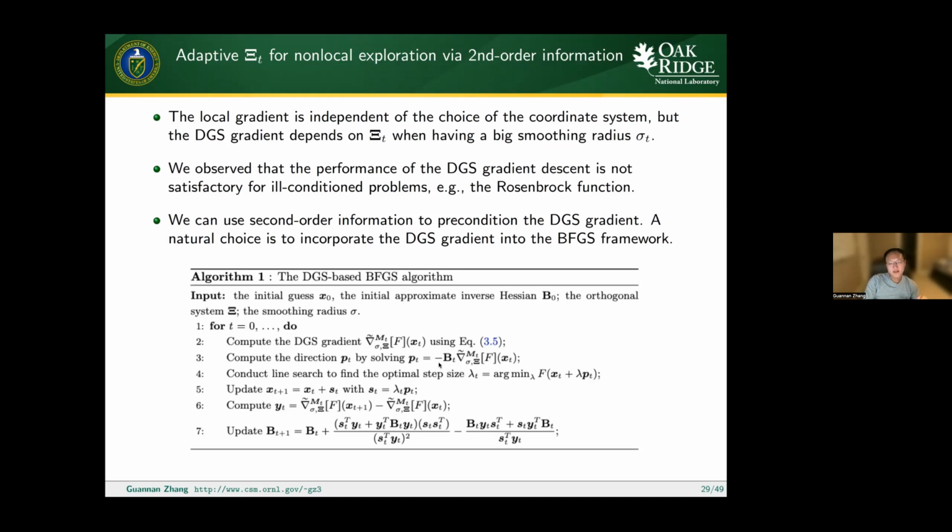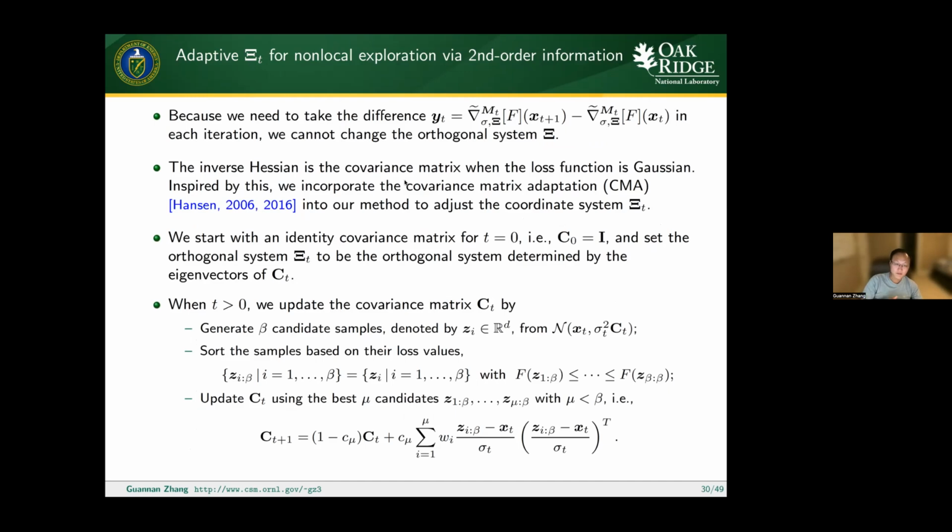So this is natural, and it works fine for some problems, but it does not change the coordinate system in the BFGS. Now we have another way to exploit the second order information. Basically, we borrow the strategy from the covariance matrix adaptation method, CMA, to help us adjust the local coordinate system.